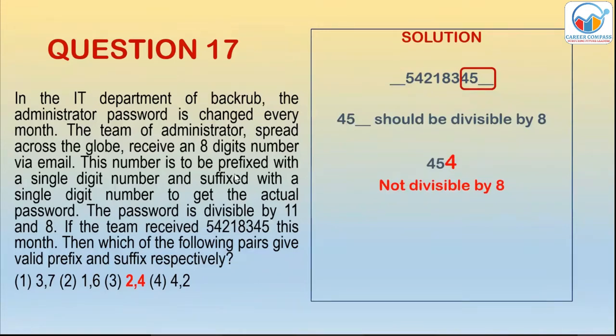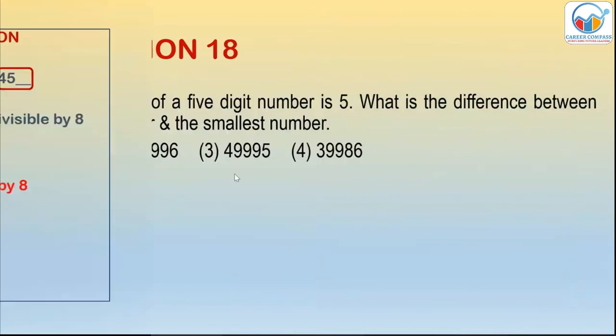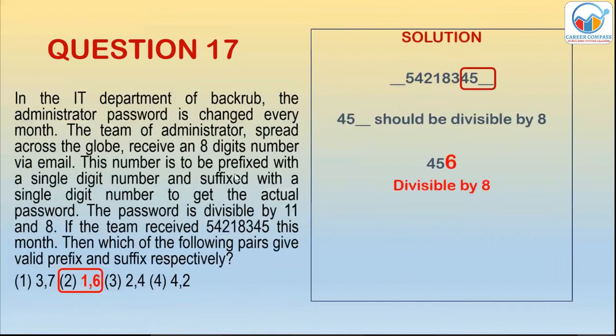454 is not divisible by 8 from the third option, so that is not my answer. Similarly, 452 is not divisible by 8 either, so that cannot be my answer also, which means my answer has to be Option 2, which is 1 and 6. You see, we have tried to apply the method of elimination over here. So you see, in that process, we did not even have to check for divisibility by 11, right? So that is how you can get the answer to this question. I hope that is clear to you all. All right.